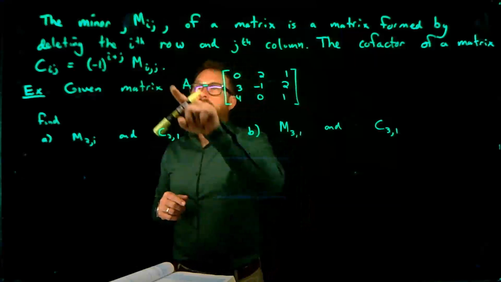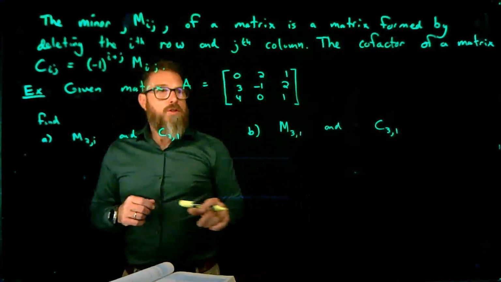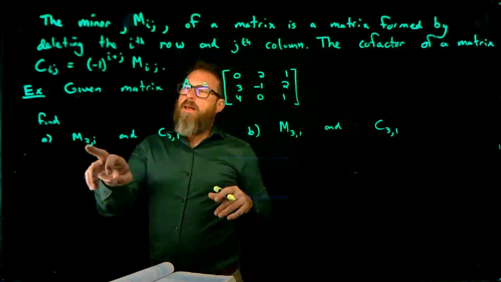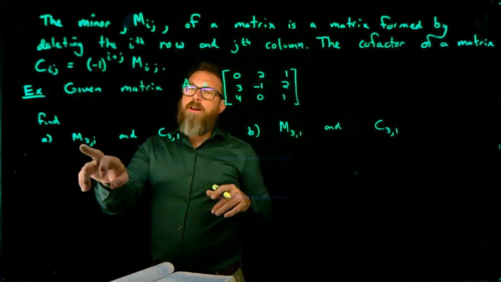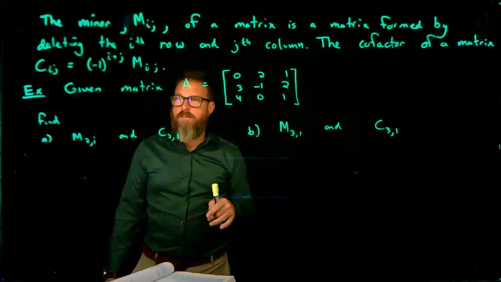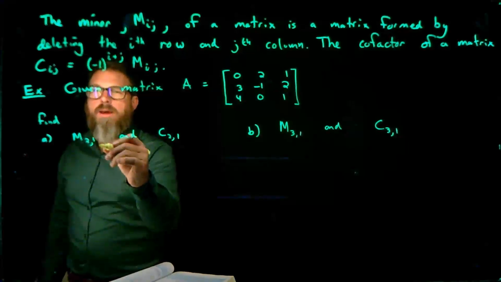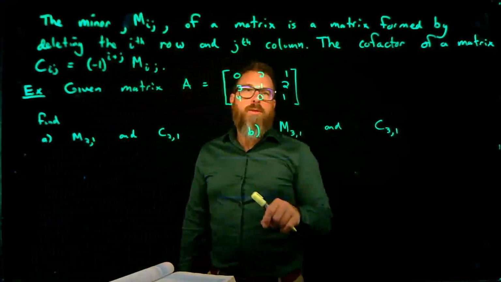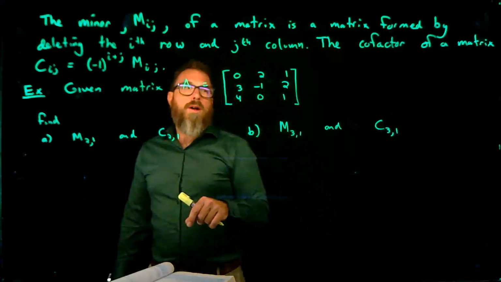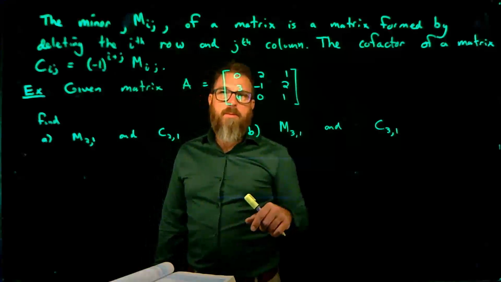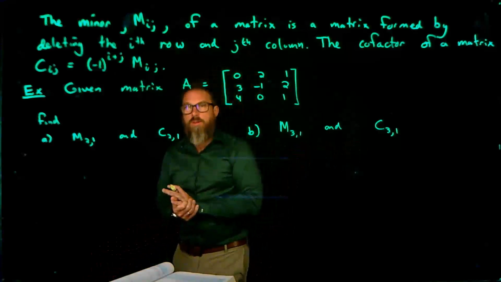So if I want to find the minors and the cofactors of, say, this matrix A here, I've given a couple locations. So we have, I want the minor 2,1 and then the cofactor 2,1. And I'm going to find the minor 3,1 and then also the cofactor 3,1. And maybe if we have time, we'll do one more to make sure that you understand what we're doing.